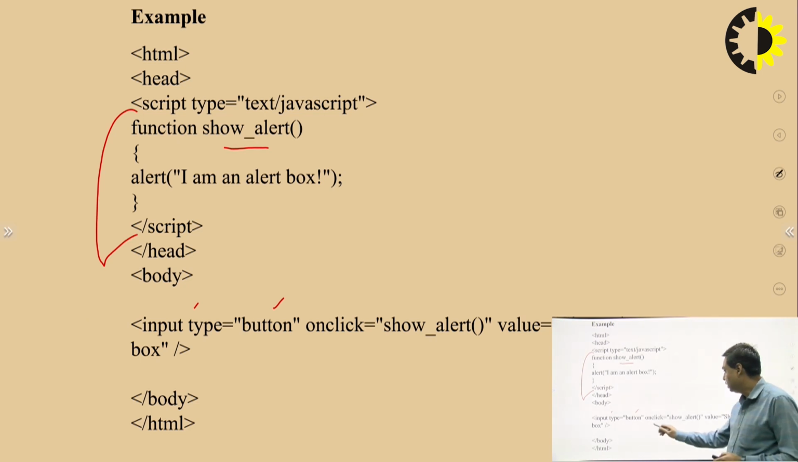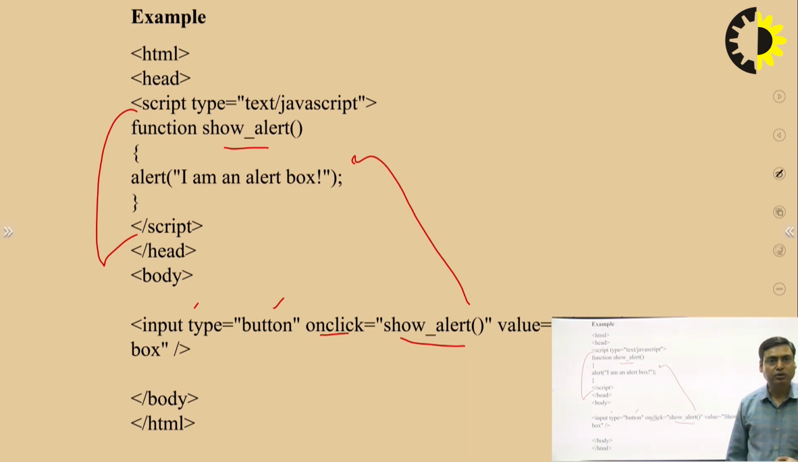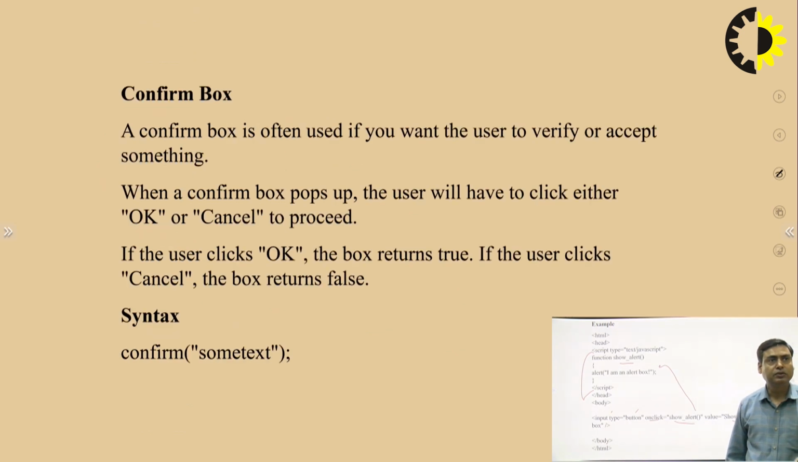So I use the onClick event. When we click on the button, this function will be called and this function will execute this instruction, that is the alert box. And on the button, it will display the alert box. So it is a program showing how to use the alert box.